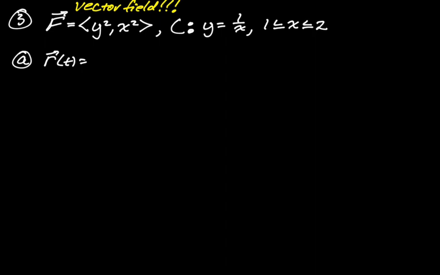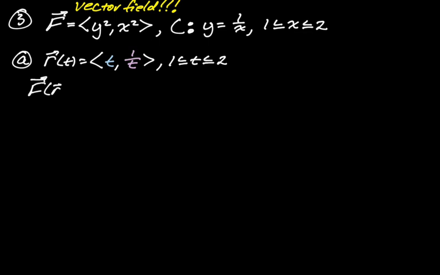So I'm just going to let x equal t, which will make y equal 1 over t. And then if x is equal to t and x is between 1 and 2, t is also between 1 and 2. Always go with the easiest thing you can do. It'll make your life a lot easier. We're going to find f of r of t.